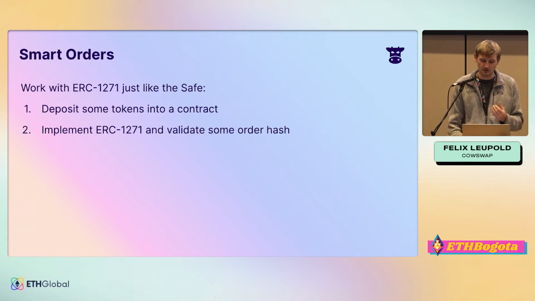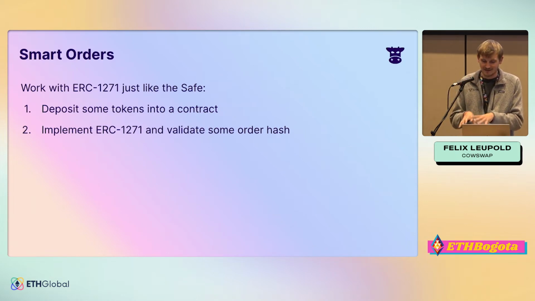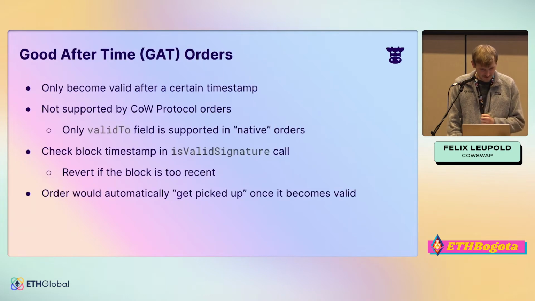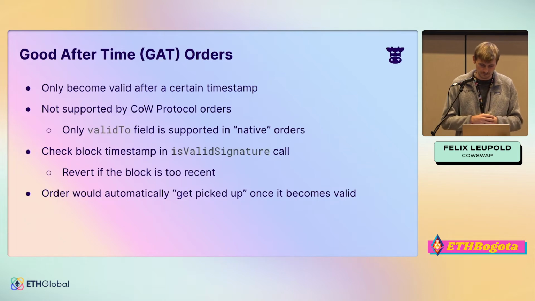And so the way that these smart orders usually work is you create a smart contract, you deposit some tokens into it, and then that smart contract implements the is valid signature method in some way or the other. So yeah, you have custom on-chain logic, and that's it. One example that we're going to go through today in this workshop is a good after time order. Good after time orders only become valid after a certain timestamp. So you can basically place an order today that becomes valid tomorrow, and you could place a second one today that becomes valid the day after. And so you could use good after time orders to implement something like a daily cost average strategy, for example.